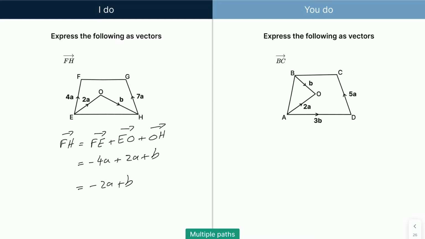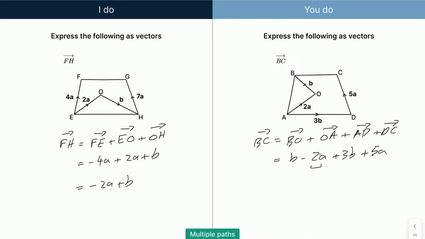And on the right hand side, again, hopefully you've pressed pause and had a go at this. So B to C, I would go like that. So B to O, O to A to D, and D to C. So that is B, minus 2A plus 3B plus 5A. And then we have the A and A, which is 3A, and then we've got the B's, which is plus 4B.